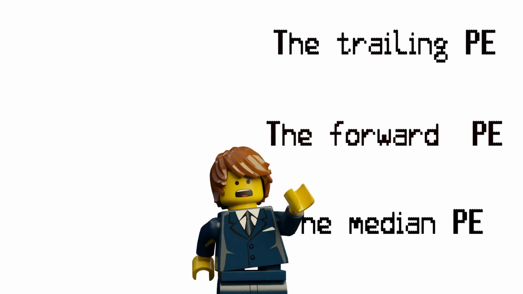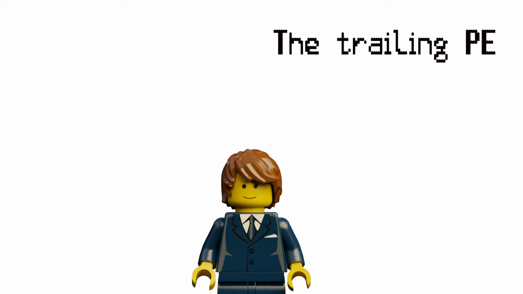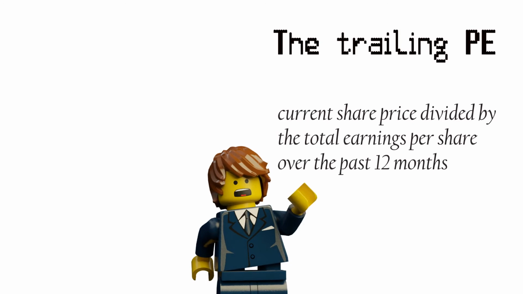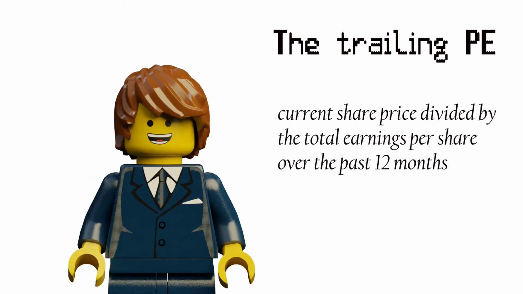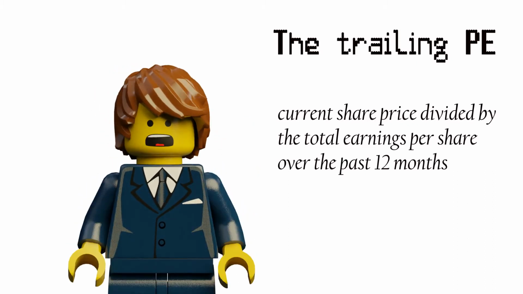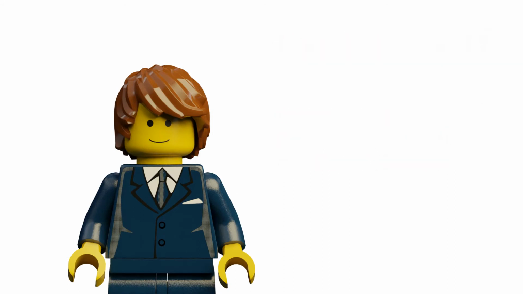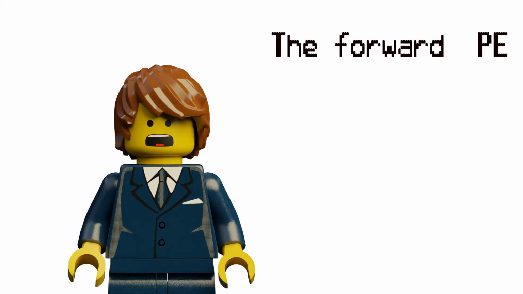There are multiple versions of the P/E ratio, depending on the type of earnings used: forward and trailing P/E. The trailing P/E relies on past performance by dividing the current share price by the total earnings per share over the past 12 months. It's the most popular P/E metric and the common meaning of P/E if no other qualifier is specified. The forward P/E uses future expected earnings.